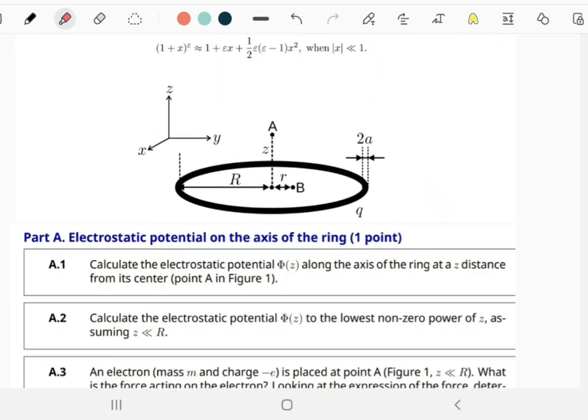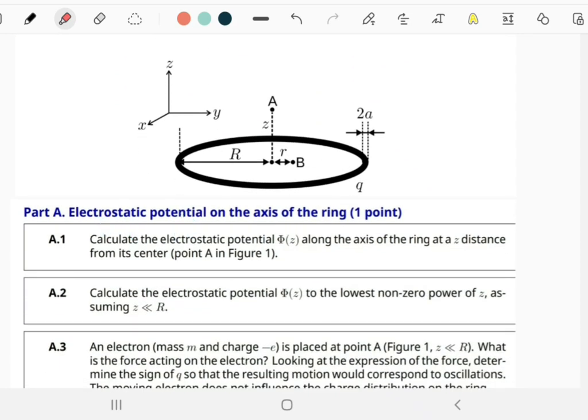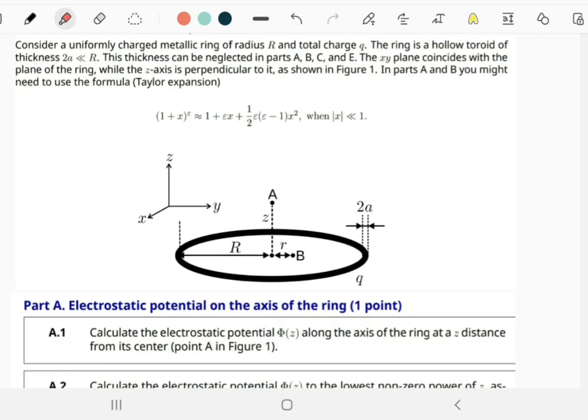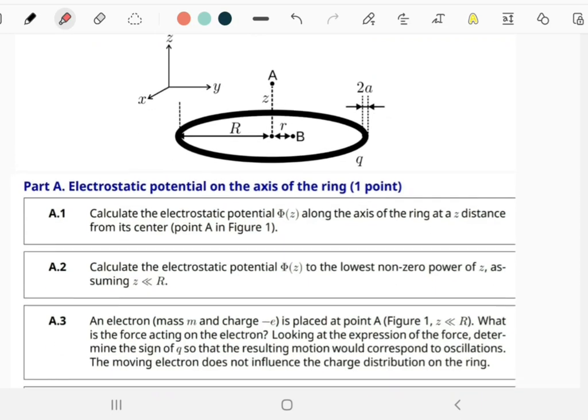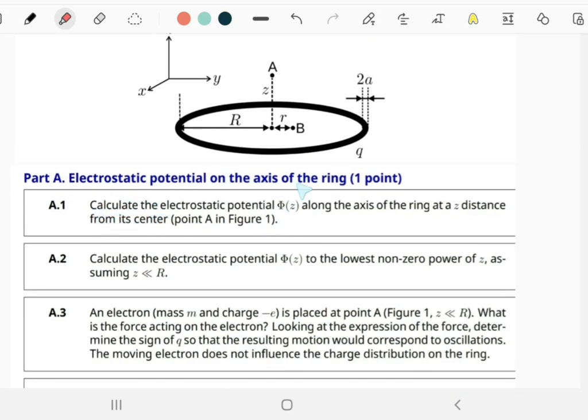Okay. So part A, calculate electrostatic potential on the axis of the ring. तो मैं इस वीडियो में सिर्फ पार्ट A सॉल्व करूँगा, ठीक है. अगली वीडियो में सिर्फ दूसरे पार्ट B सॉल्व कर दूँगा. Okay. A1, calculate the electrostatic potential along the axis of the ring at a distance z from its center.